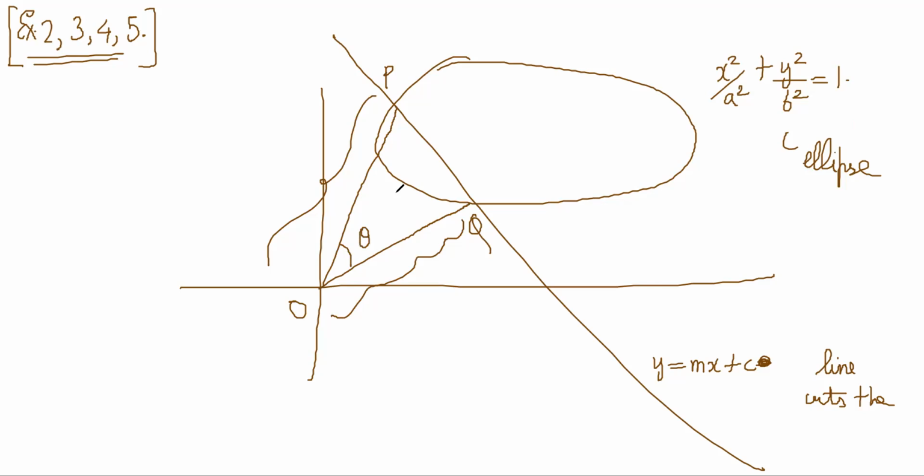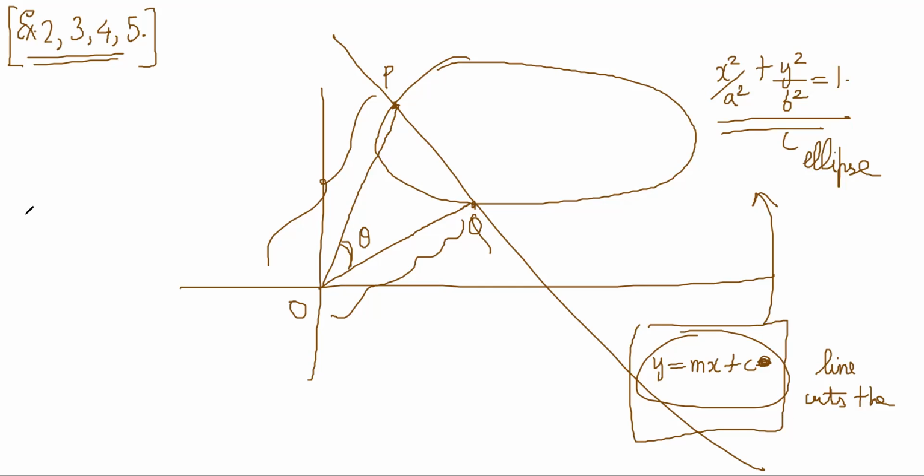Then you don't have to solve for P and Q. That is the whole point. Normally you would have solved the line with the curve to find P and Q. And then after solving, you would have found the equation of OP, OQ and you would have found the angle. But with homogenization, what you do is look at the original equation, see the line, and you know that the equation of the pair of lines OP, OQ. So we have to basically solve both of them together.